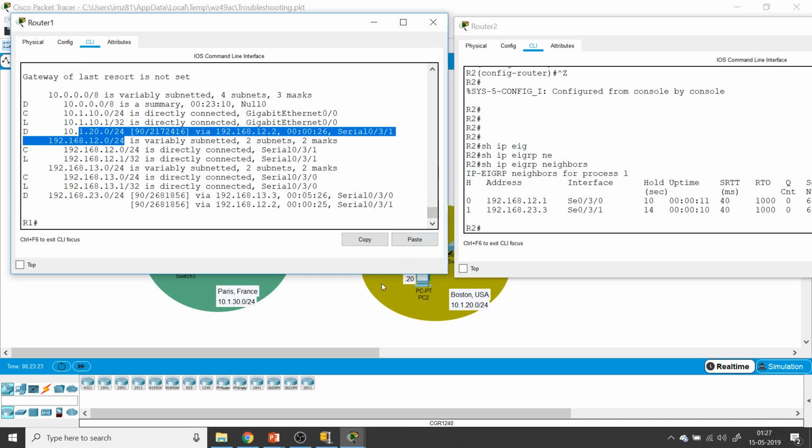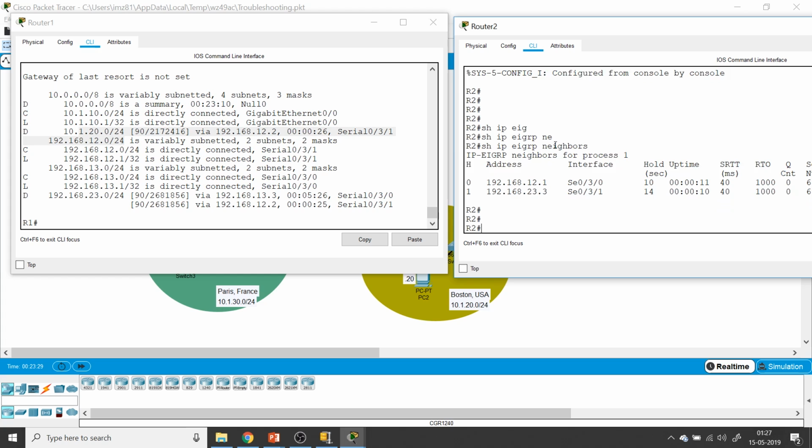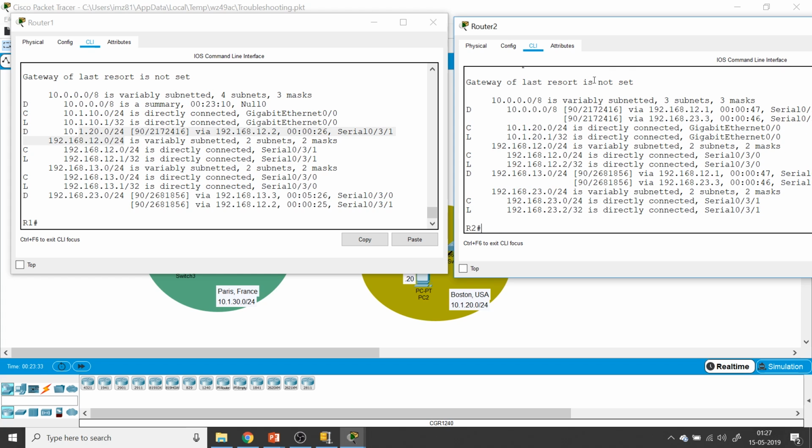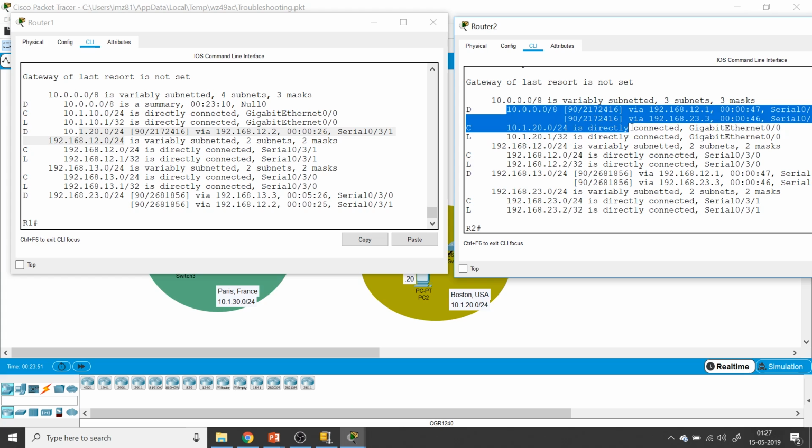Shouldn't it also have 30? Route 30, it's not getting 30. Okay, let's see what happens here. Show IP route. Router 2 has 10.20, and why is it not getting 10.10? Right, so basically, okay, router 20, this is by himself, right? Router 20. Router 10 is coming.